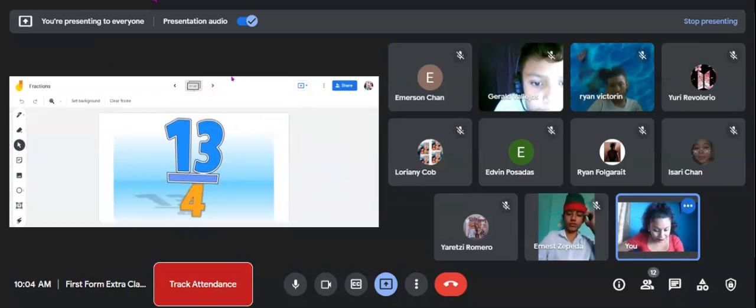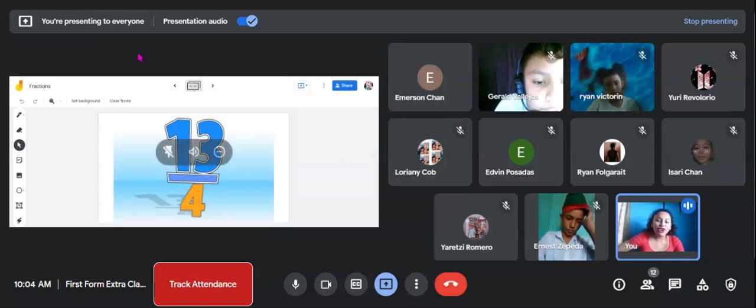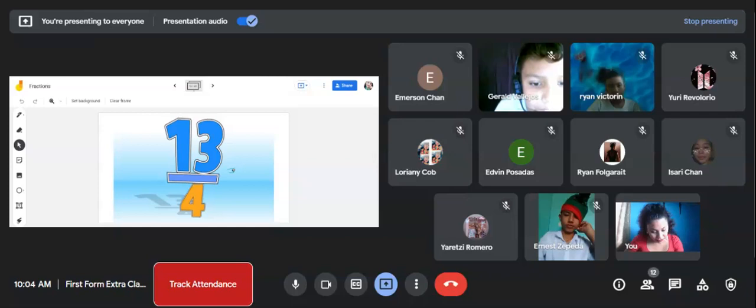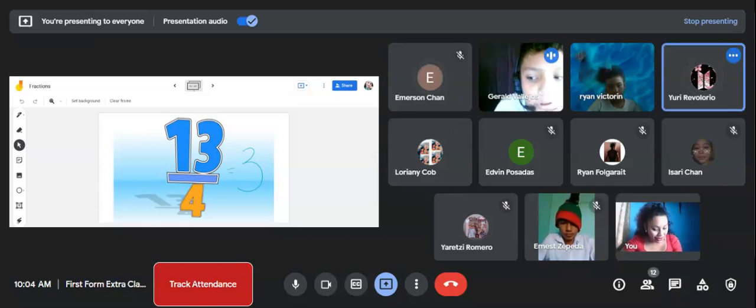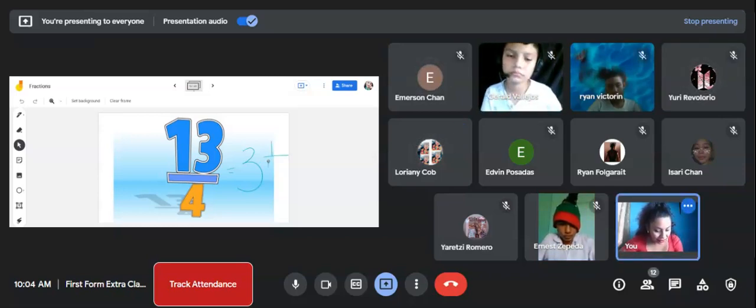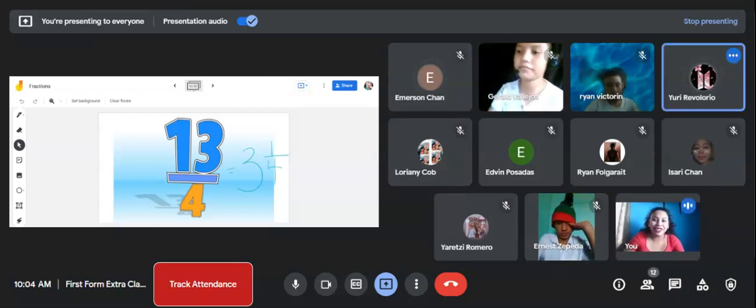Let's do another one. How many times can 4 go into 13? Three. Okay. Do you have a remainder? One. One remainder over 4. Very good. And I have changed it to a mixed number. Questions, guys? Is it clear? Clear, miss. Good.